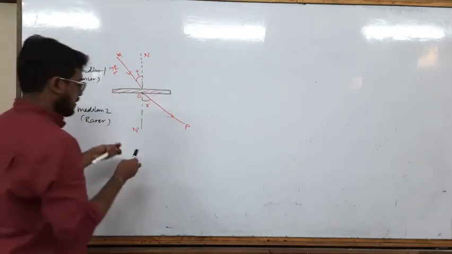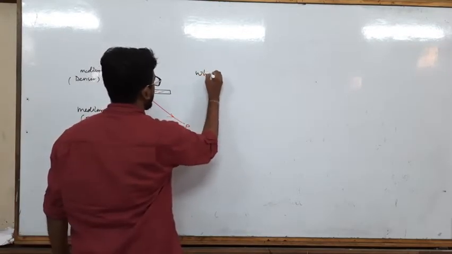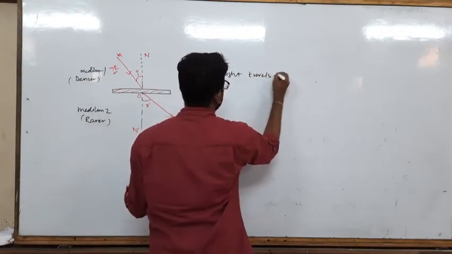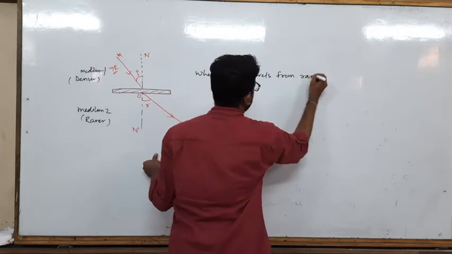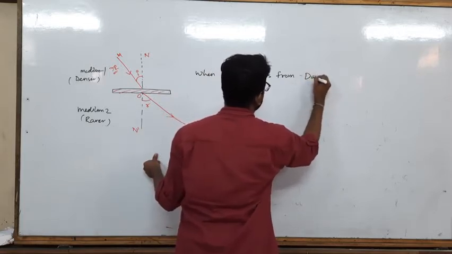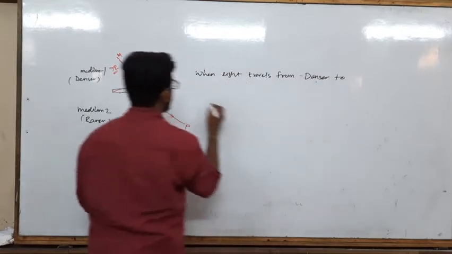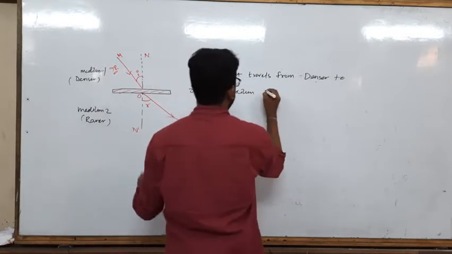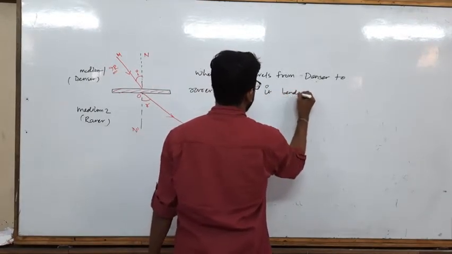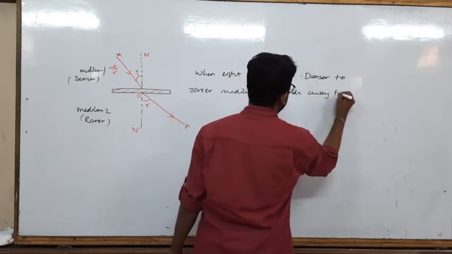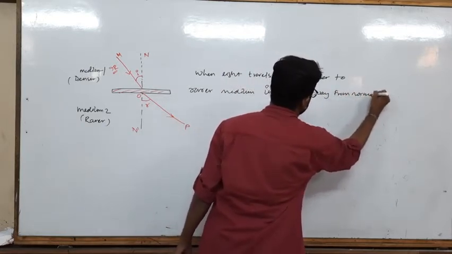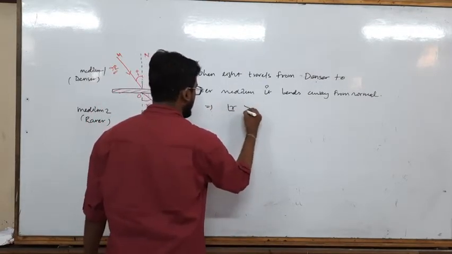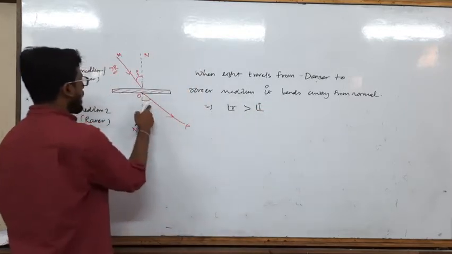So here we can write, when light travels from denser to rarer medium, it bends away from the normal. Okay, you have to remember this point. So this implies if it bends away from the normal, the angle of refraction is greater than the angle of incidence. Here R is greater than I.